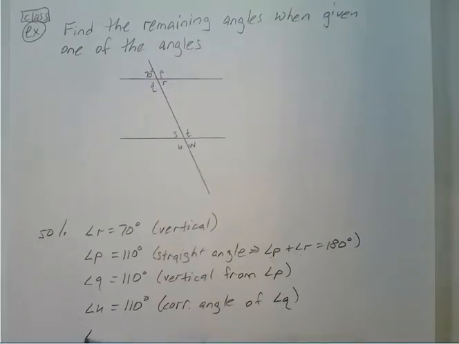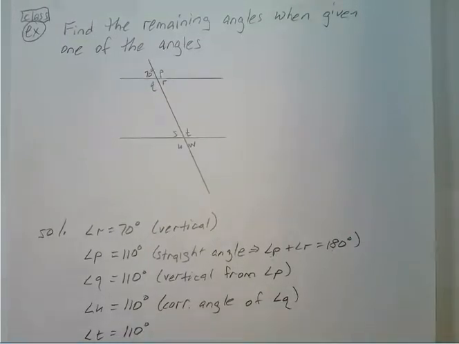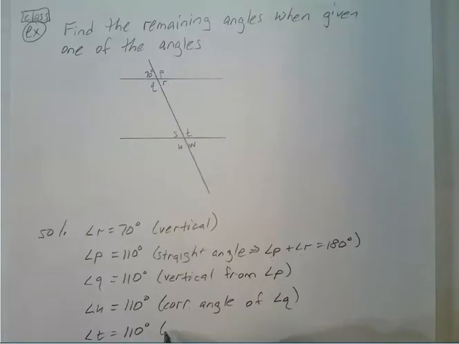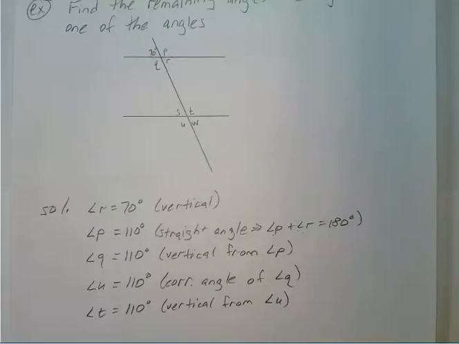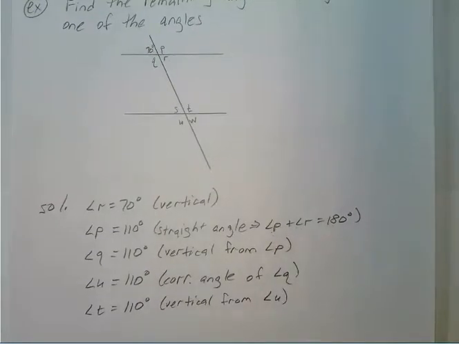Okay, what about angle T? Okay, we know angle T is equal to 110 degrees. Why? Because it's vertical from angle U. Okay, so each new side or each new angle we figure out helps us find the rest of them.